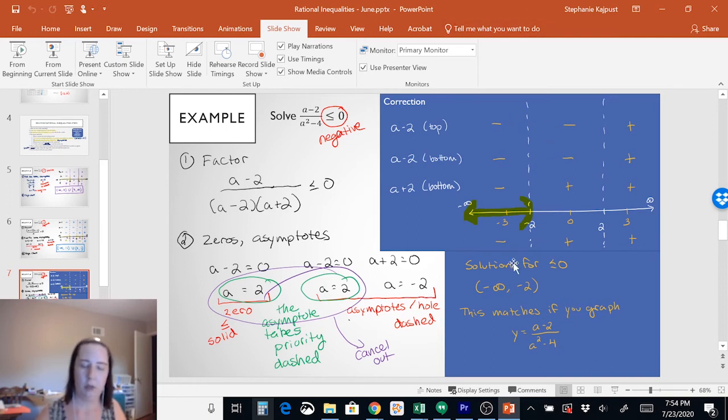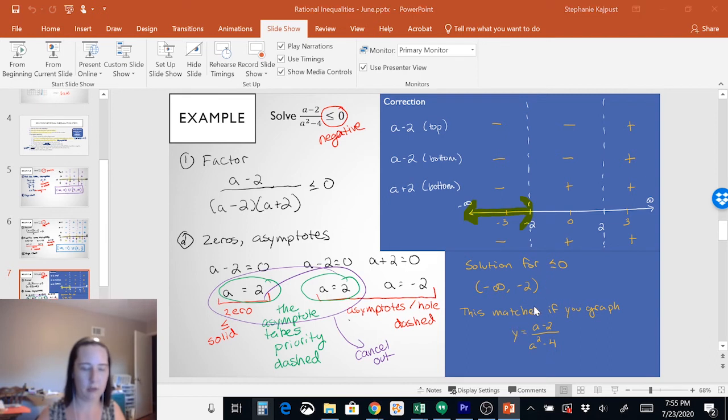Then you plug in values. I plugged in -3, 0, and 3, and I made my sign chart. Three negatives, when you multiply or divide, come out with a negative. Two negatives make a positive, and then all positives are, of course, positive. We're looking for less than or equal to 0, so we want the negative portion, which is from -infinity to -2. And if you graph this, you can see that on the graph.